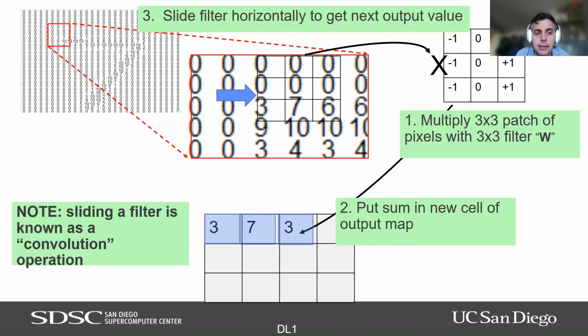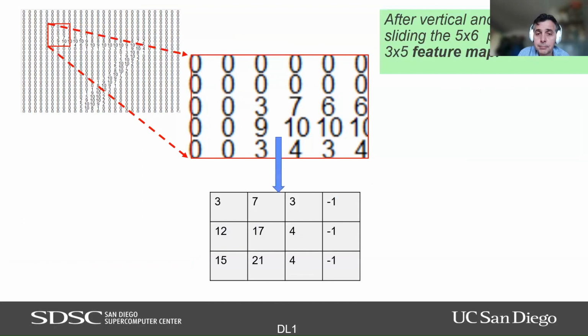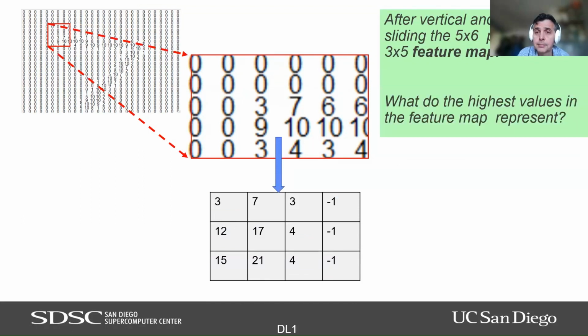Sliding the filter is known as a convolution operation. You're sliding a filter over something and doing addition operations. And so we're creating a new output map. And it's going to look something like this. And the highest values in this output are essentially representing some kind of feature, which in our case is something that matches the template.